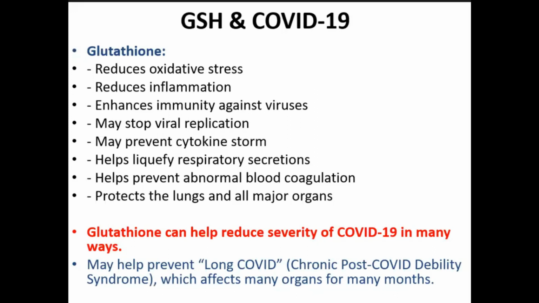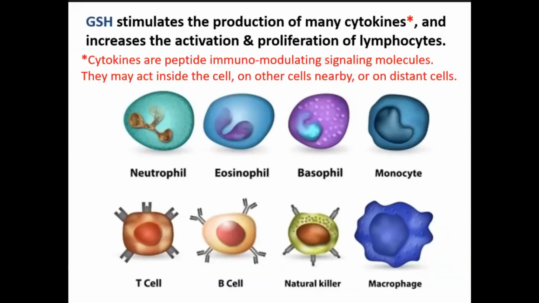Okay, it may help prevent long COVID, which is the chronic post-COVID debility syndrome, which affects many organs for many months. And now we are hearing a lot more of this long COVID. People who were positive with no COVID symptoms are getting long COVID. The more severe your symptoms, the more likely you are to have long COVID. And we also know that glutathione stimulates the production of many cytokines and increases the activation and proliferation of lymphocytes, as illustrated earlier on.